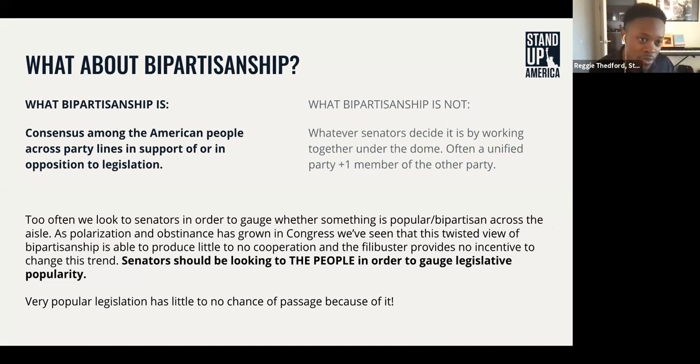often a unified party plus one member of another party. So too often we look to senators in order to gauge whether something is popular or bipartisan across the aisle. As polarization and obstinance has grown in Congress, we've seen that this twisted view of bipartisanship is able to produce little to no cooperation, and the filibuster provides no incentive to change this trend. So senators should be looking to the people in order to gauge legislative popularity and not to each other. So very popular legislation has little to no chance of passage because of this idea of bipartisanship.